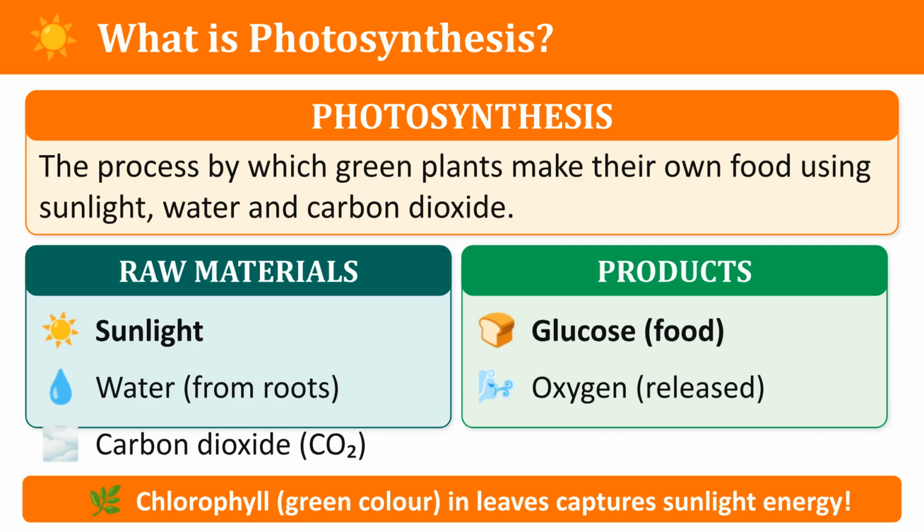Now comes the magic. Plants don't order food or cook in a kitchen. They prepare their own food using photosynthesis. For this process, plants need 3 things: sunlight, water from the roots, carbon dioxide from the air. These are called raw materials. After making food, plants produce glucose, which is their food, and release oxygen, which we breathe. Think of a leaf as a tiny solar-powered kitchen. Isn't nature wonderful? Who remembers which gas plants take from the air?